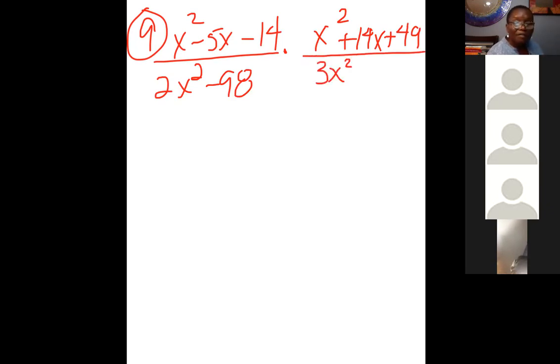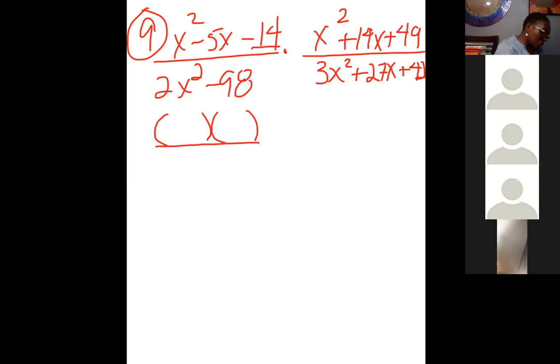Remember, you got to factor both numerators and both denominators. As always, you have to keep in mind the first rule of factoring. What's the first rule of factoring? Is there a GCF? And so the numerator of the first fraction has no GCF. However, it is a quadratic trinomial. So we can factor it into two binomials.